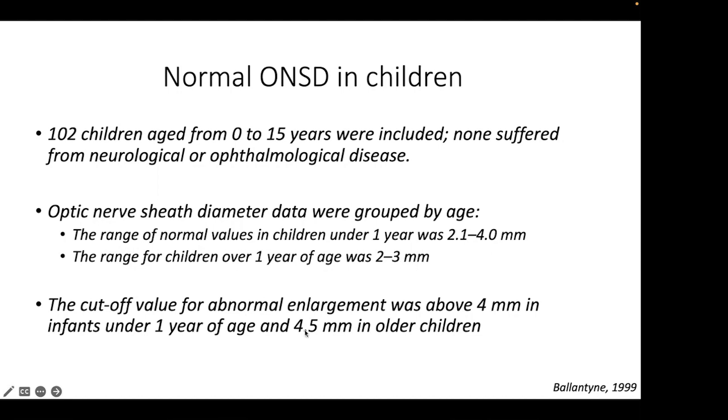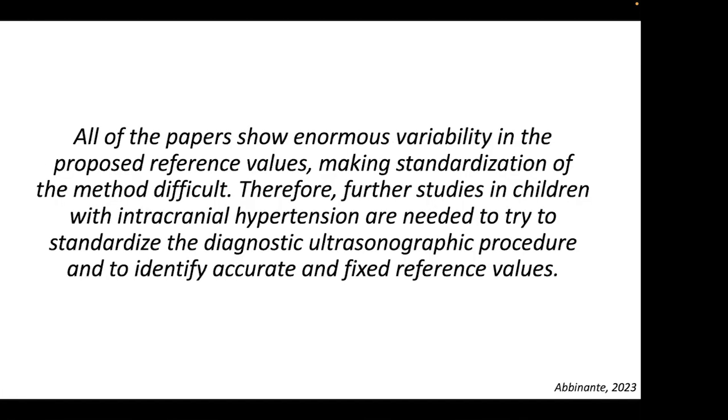The cutoff values they determined for abnormal enlargement of the optic nerve sheath diameter was 4 millimeters for children less than 1 year and 4.5 millimeters for children older than 1 year. So this is a commonly referenced article for normal values in children. But as I said, all of the papers do show enormous variability in proposed reference values, and so standardization across different patient ages and disease processes is difficult.